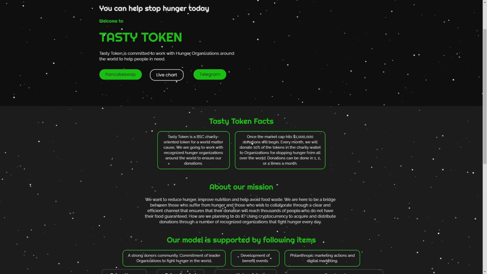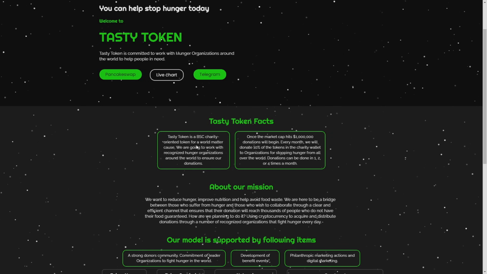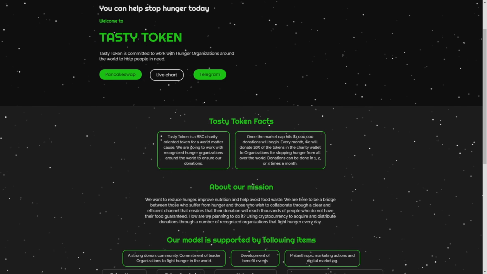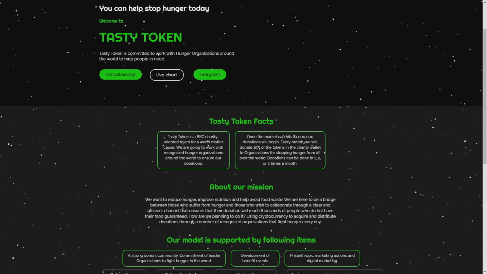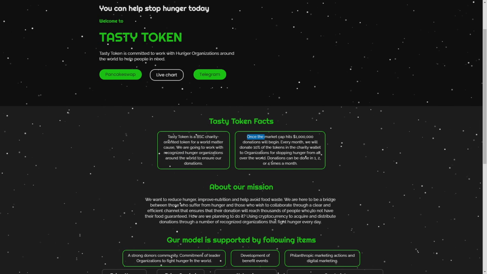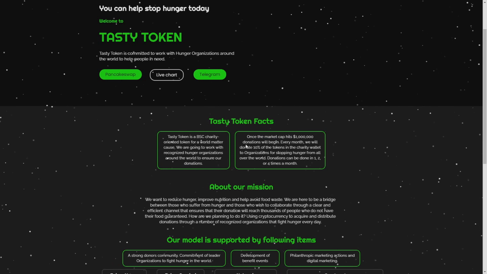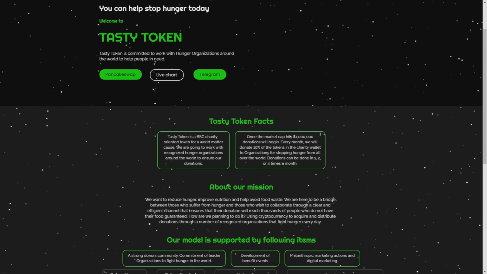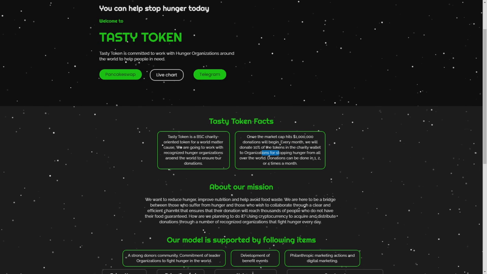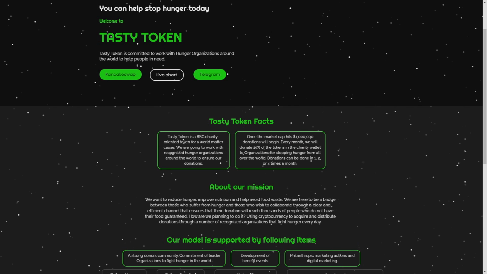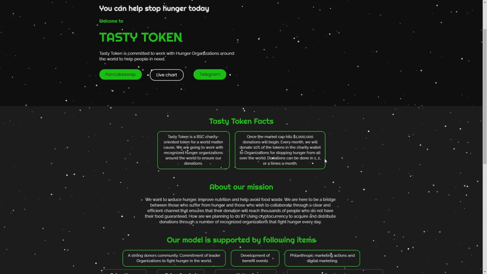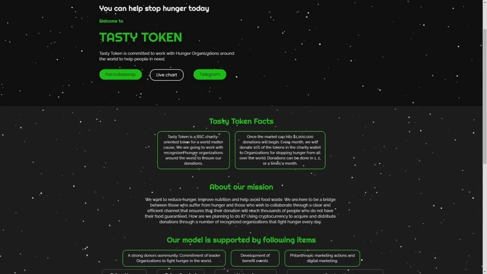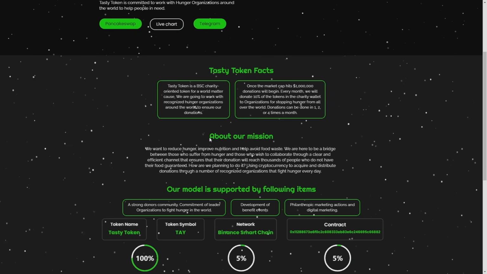Tasty Token is a BSC, Binance Smart Chain, charity oriented token for a world matter cause. We are going to work with recognized hunger organizations around the world to ensure our donations. Once the market cap hits $1 million, donations will begin. Every month we will donate 10% of the tokens in the charity wallet to organizations for stopping hunger all over the world. Donations can be done 1, 2, or 4 times a month, so it's a really nice goal and I'm really into it, and I will invest for sure after this video.